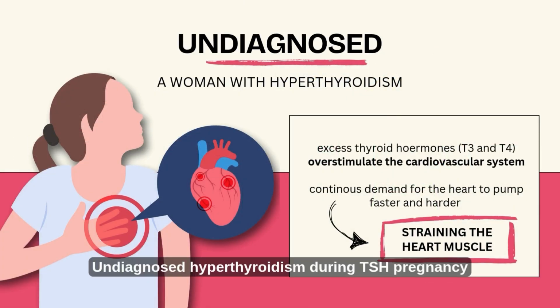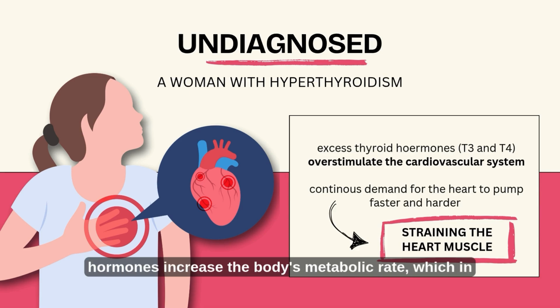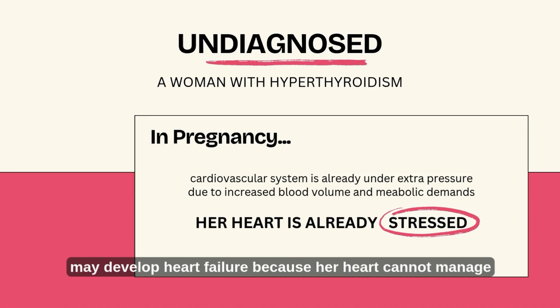Undiagnosed hyperthyroidism during pregnancy can lead to heart disease because the excess thyroid hormones, T3 and T4, significantly overstimulate the cardiovascular system. These hormones increase the body's metabolic rate, which in turn raises the heart rate and cardiac output. Over time, the continuous demand for the heart to pump faster and harder can strain the heart muscle, potentially leading to arrhythmias. In pregnancy, the cardiovascular system is already under extra pressure, and her heart is already stressed due to increased blood volume and metabolic demands. She may develop heart failure because her heart cannot manage the increasing blood volume that occurs with pregnancy.